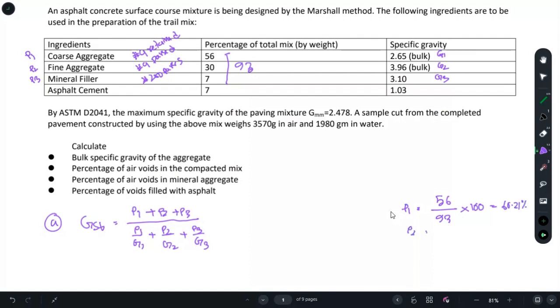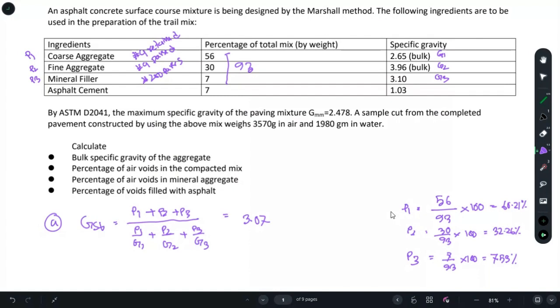Similarly, you will get P2, that would be 30 over 93 multiplied by 100, and you'll get a value of 32.26. And you'll get P3. For that you have 7 over 93 multiplied by 100, and you'll get a value of 7.53. Well, now you know the value of G1, G2, and G3. You can find out the value of GSB, and that would be 3.07.